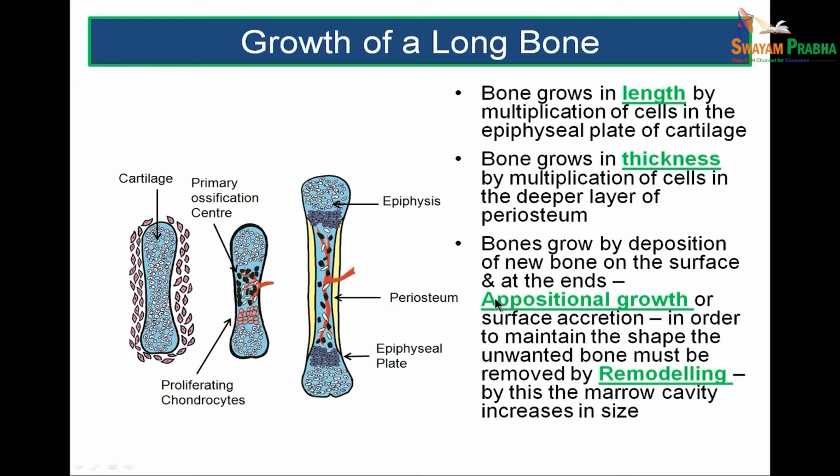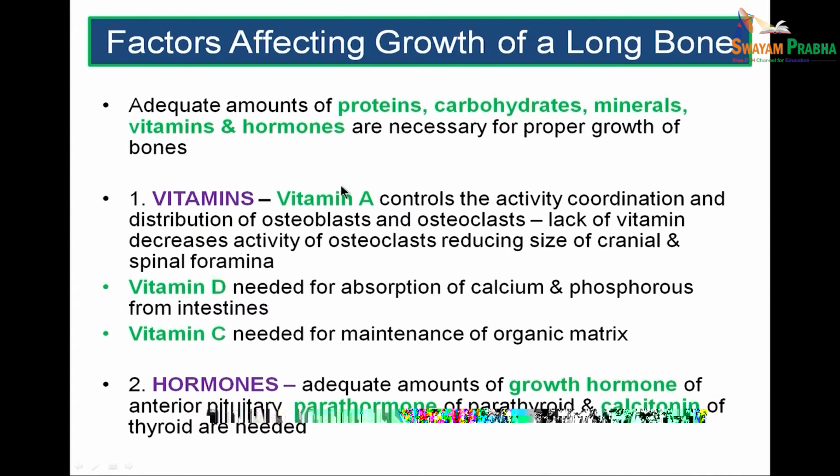There is appositional growth, also called surface accretion, like bones of the skull. Layers of bone get deposited on the outer aspect, whereas layers of bone get removed from the inner aspect, keeping the thickness of the skull bones the same. This is remodeling. What are the factors affecting growth of a long bone?